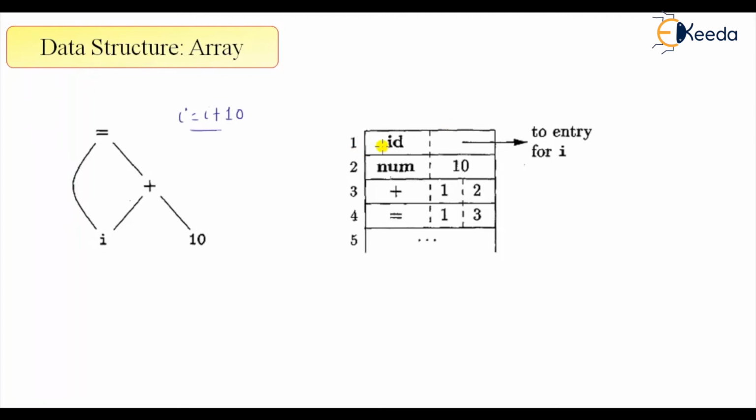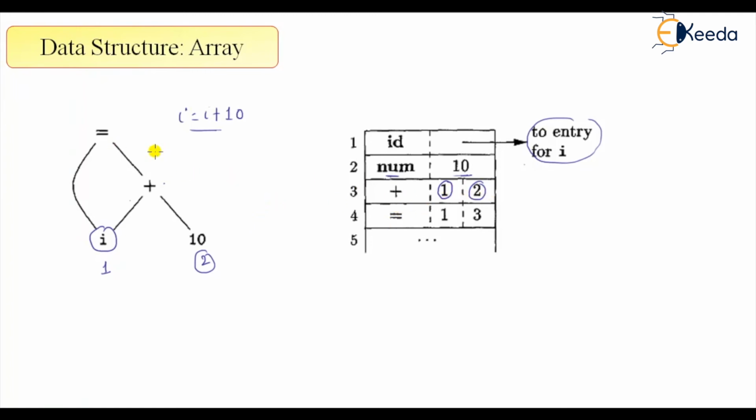so first one is the ID, that is identifier, and this points to the entry for the I. Then you have a number, next field, and that number consists of the value 10. So you have an I and identifier. Then you have a plus, and plus has two pointers. In this case, pointer number one is for this one, which is your ID, and this one is pointer number two. So this is pointing to that pointer.